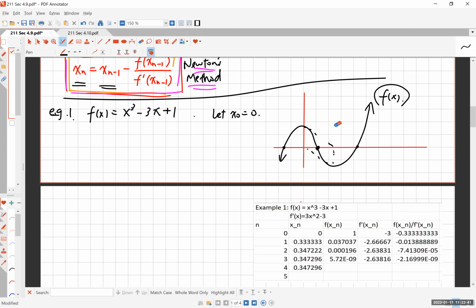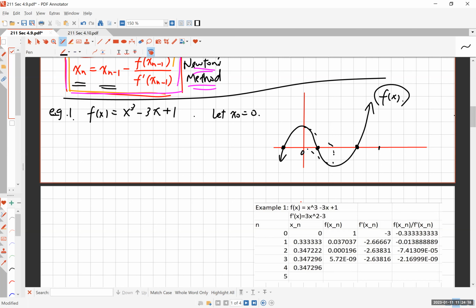But you can see, depending on where you start, if you start here, then you will probably end up with this zero. If you start here, you'll end up with a point here. What I should say is that the zero you will find eventually using Newton's method will probably be the one closest to where you started. So remember, depending on where you start, you may get different results because the function may have more than one zero. Okay, so let's start at this point, 0, and see what happens.